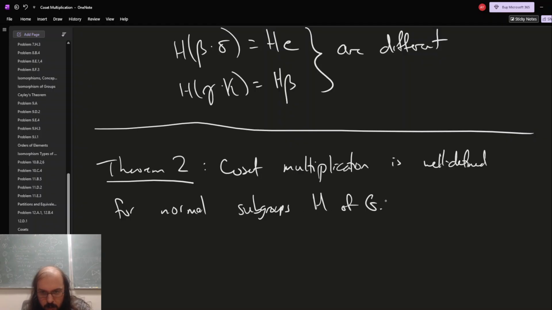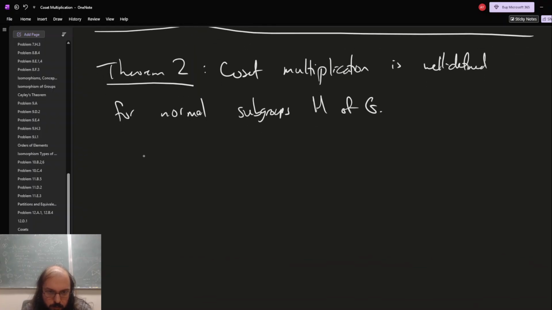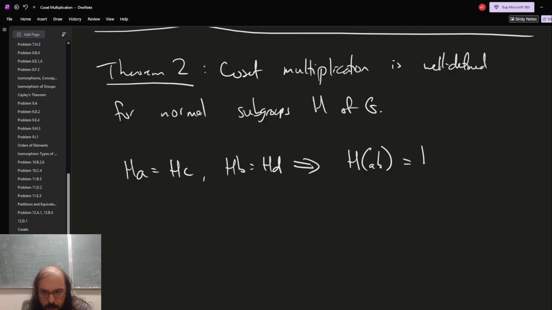H normal in G. Okay, and the proof of this is not so bad. So let's start by writing out exactly what it means. In particular, HA equals HC, HB equals HD implies HAB equals HCD. I guess this is just continuing the notation from before.